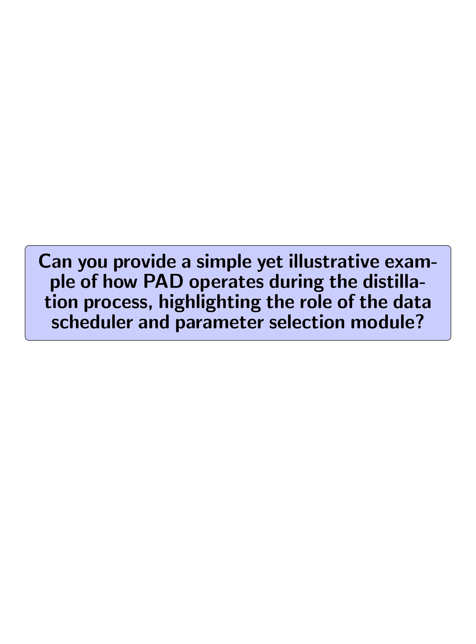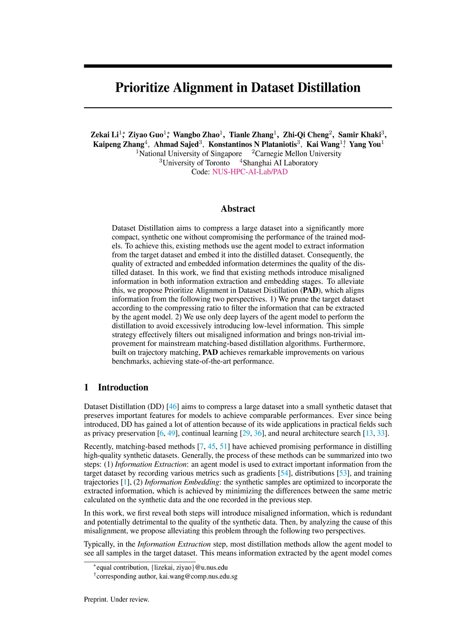Can you provide a simple yet illustrative example of how PAD operates during the distillation process, highlighting the role of the data scheduler and parameter selection module? PAD operates through a two-step process that includes a data scheduler and a parameter selection module. For instance, during the information extraction step, the data scheduler first assesses the difficulty of samples in the target dataset using the error L2 norm (EL2N) score.